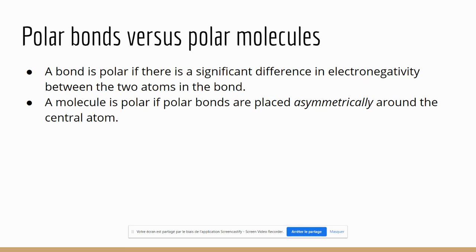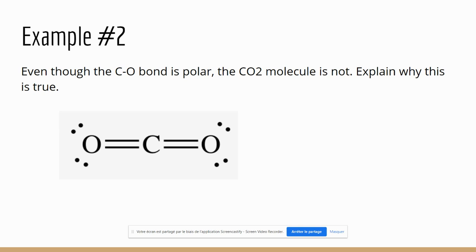The reason why we care about this is because polar molecules affect things like the intermolecular forces, which we saw was pretty important with the gases chapter. And in the last chapter of the year, you'll see that it's even more important. Pause here.